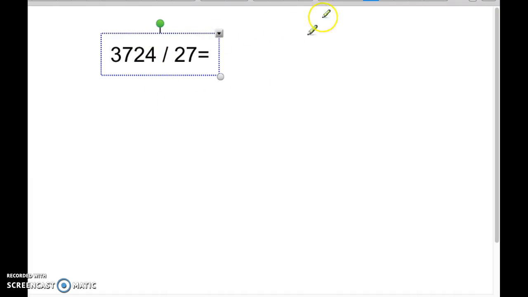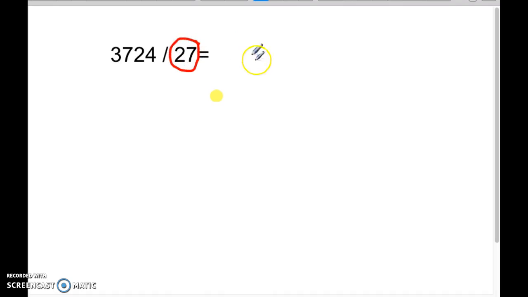So if I take a look at this problem, which is 3,724 divided by 27, then I would start to think about how I would round this to a one-digit fact. I'd look at the divisor first and I'd say, okay, 27, if I'm going to round that, is almost the same as 30. So I'm going to estimate that 27 is about 30. And then I'm going to think of 30 really as just a 3 in a different place value. And I'm going to round this to a number that I can divide in my head.